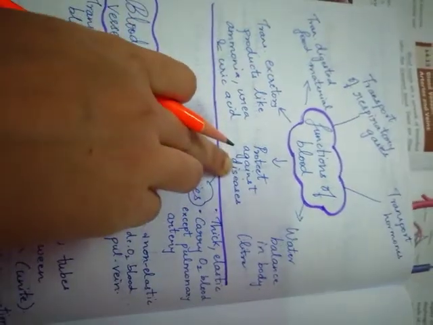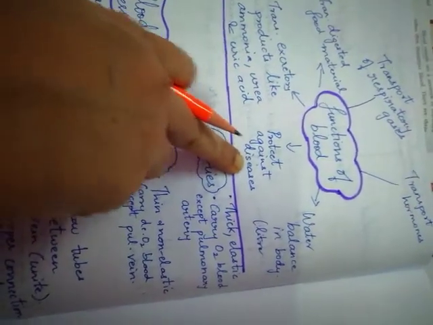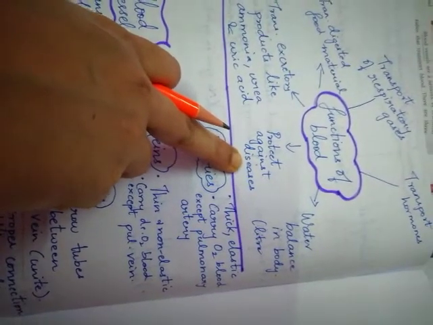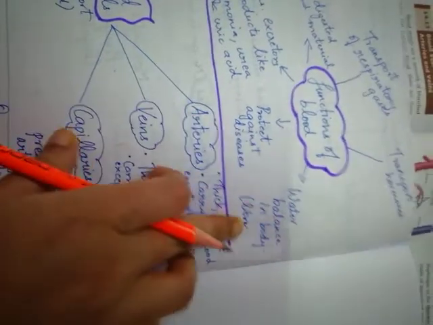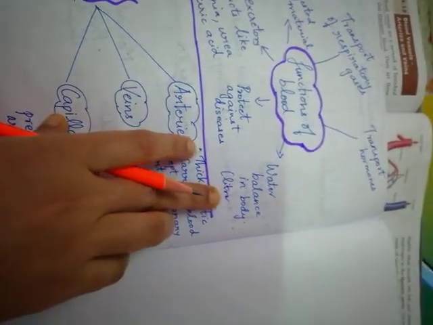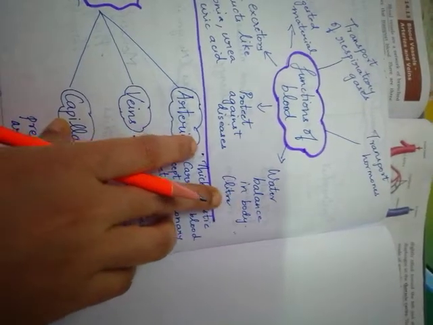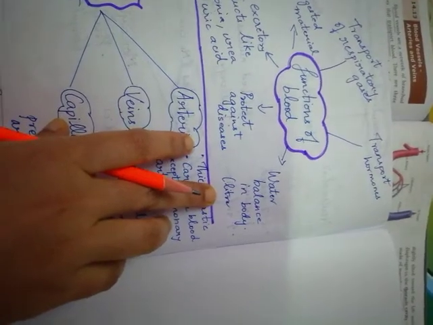And they also protect against diseases. As I said, WBC cells are fighting against diseases in our bodies. Other than that, blood also helps us in water balance in our body. A particular amount of blood should be present in our body, and that also helps in body water balance. So these are the functions of blood.